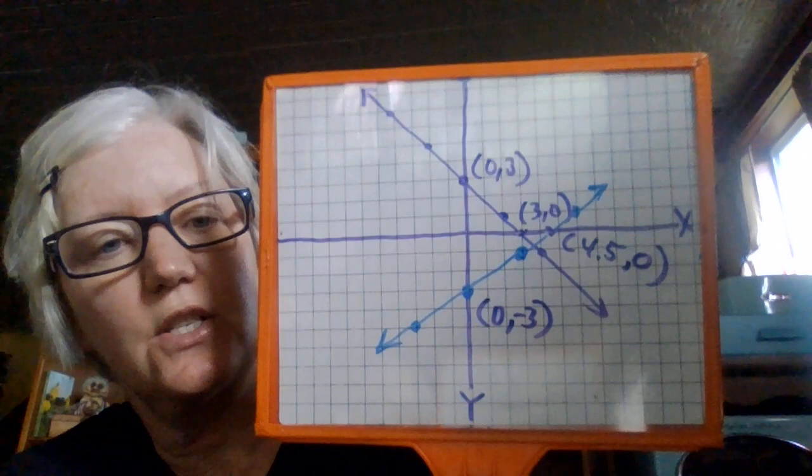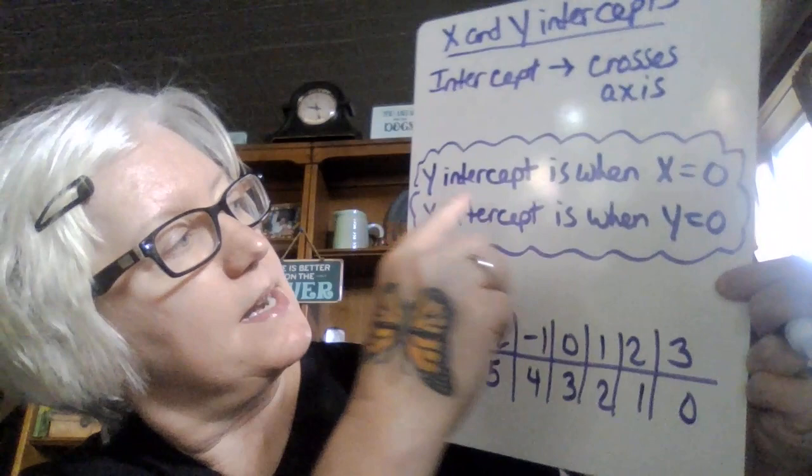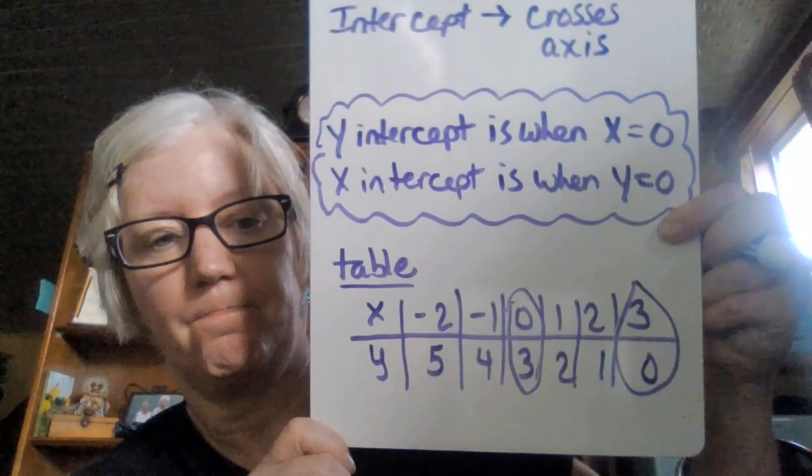But the general idea is on a graph, the x-intercept is when it's crossing the x-axis. The y-intercept is when it's crossing the y-axis. Okay, so when we look at a table, the y-intercept is when x is 0, right here, 3, and the x-intercept is when y is 0, right here, 3. So these are the two intercepts. Again, they're both 3.